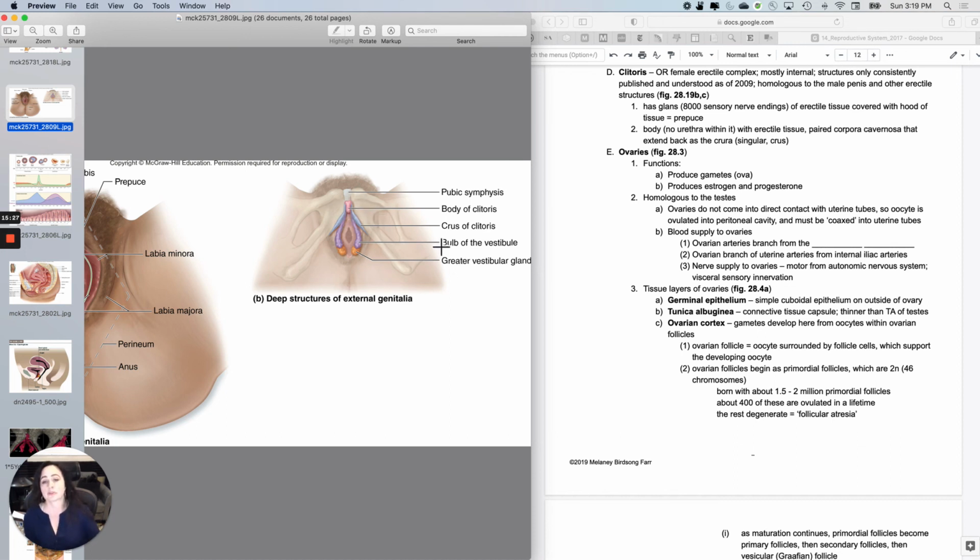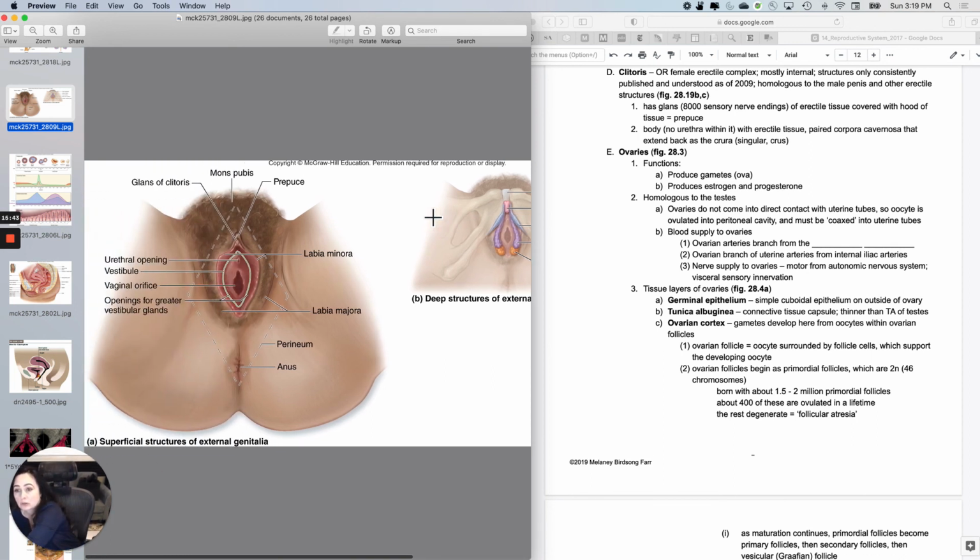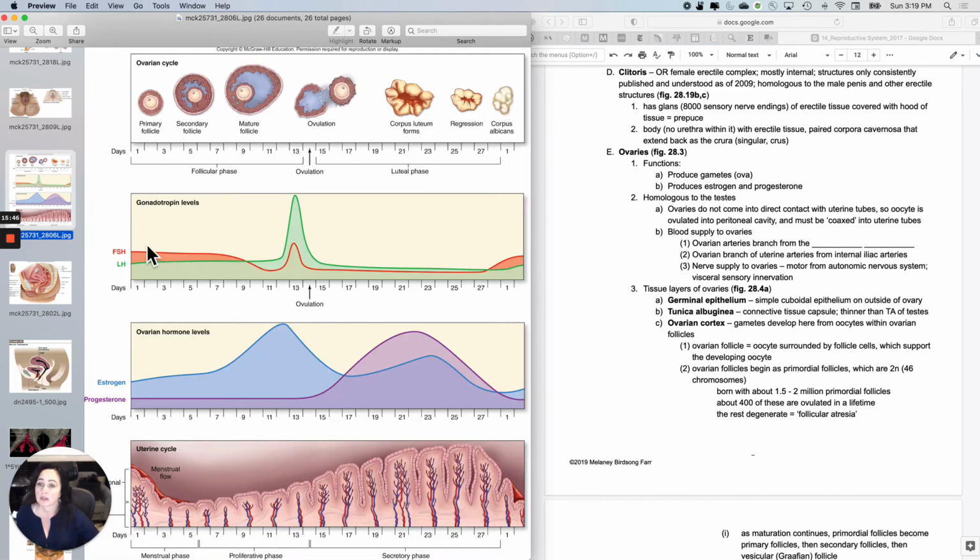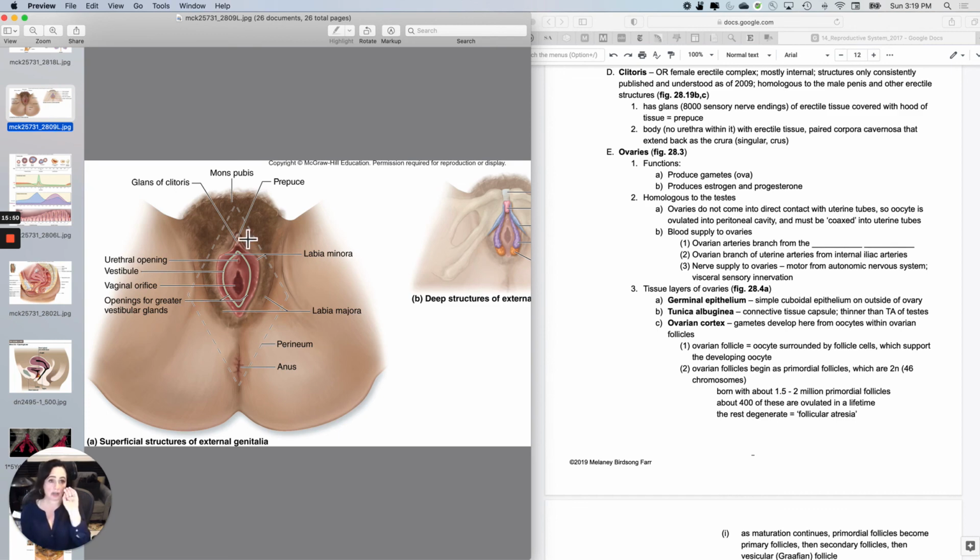The erectile structures within the clitoris are homologous to the erectile structures within the penis. The glands of the clitoris has 8,000 sensory nerve endings. And it is generally covered when a woman is not aroused, partially or completely by the prepuce, which is a covering of tissue. There's also a prepuce of the glands of the penis as well. So the prepuce here you can see is covering partially.